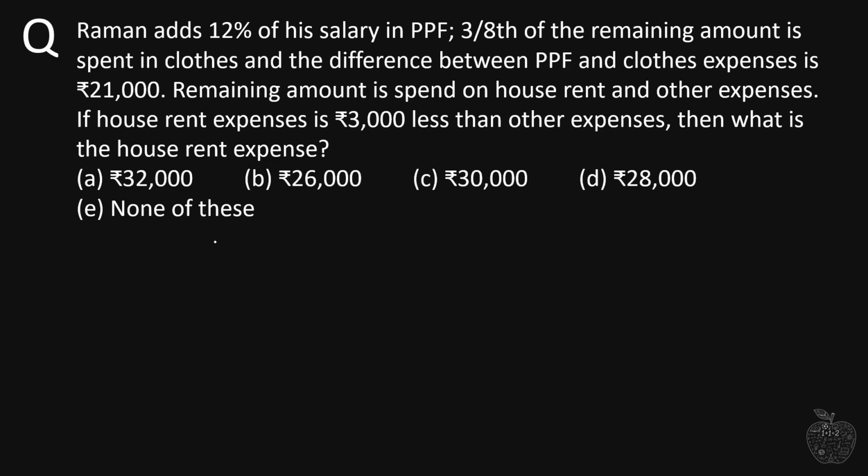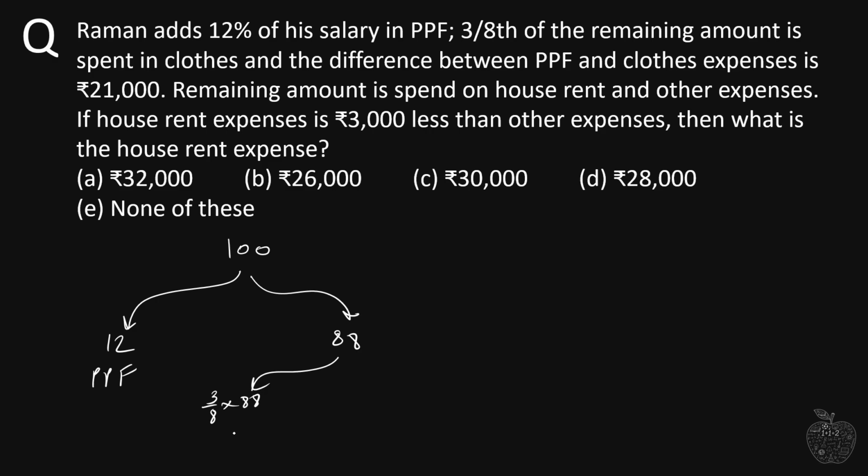Okay, so let's say that Raman's monthly salary is 100, and Raman adds 12% of his salary in PPF. So 12% of 100 is 12, and he adds this in PPF. So what is his remaining amount? It is 88. 3/8 of the remaining amount is spent on clothes. So this is the remaining amount, and 3/8 of this remaining amount is spent on clothes.